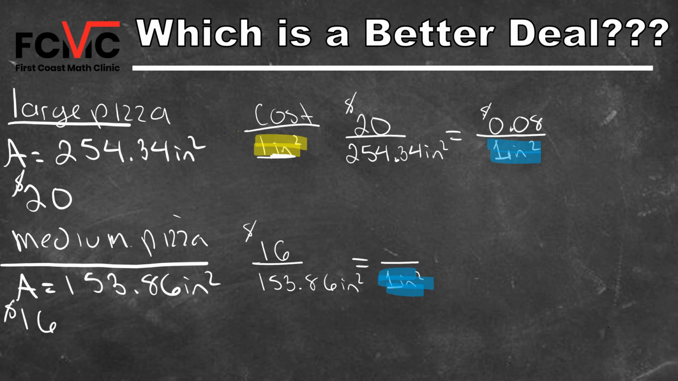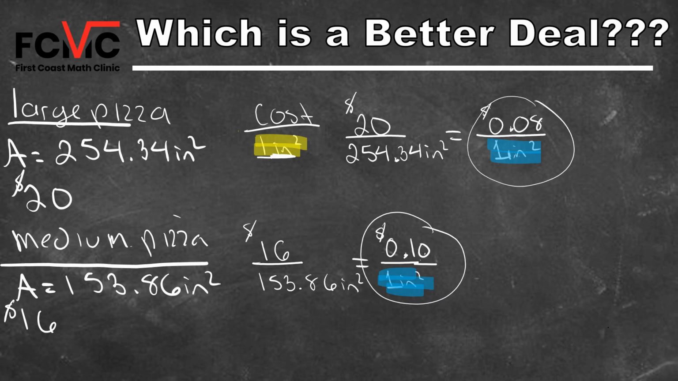And when I divide 16 by 153.86, I'm going to get about 10 cents per inch squared. So every inch squared costs us 10 cents here for our medium pizza. For the large pizza, it costs 8 cents. So the large pizza is going to be a cheaper option than our medium pizza.